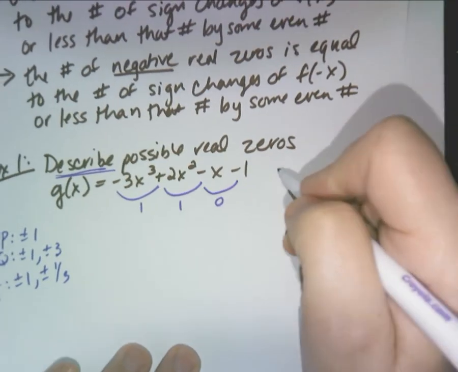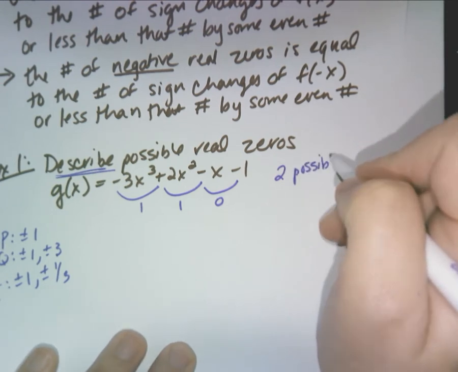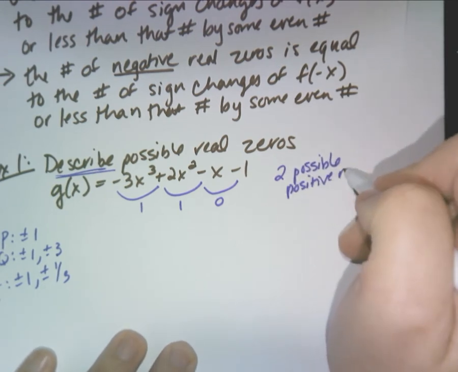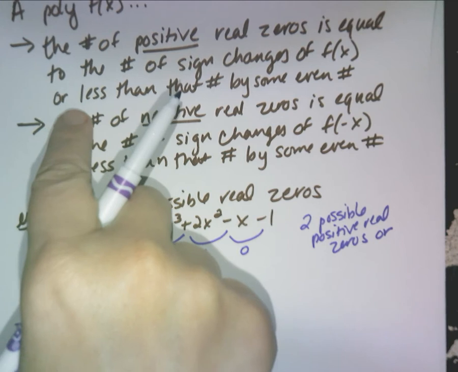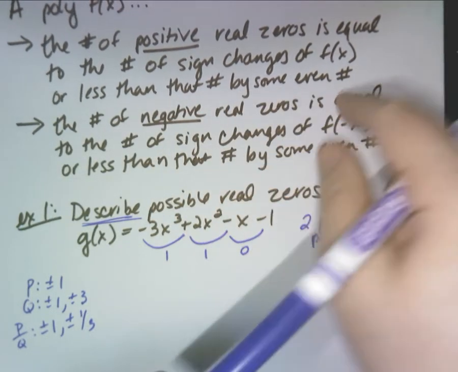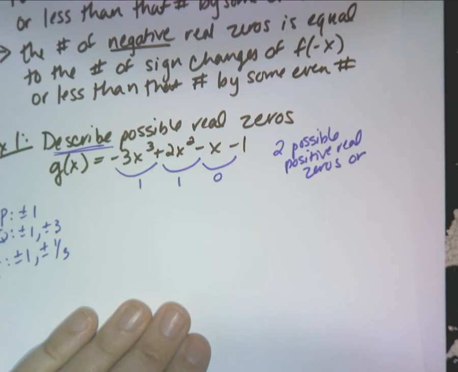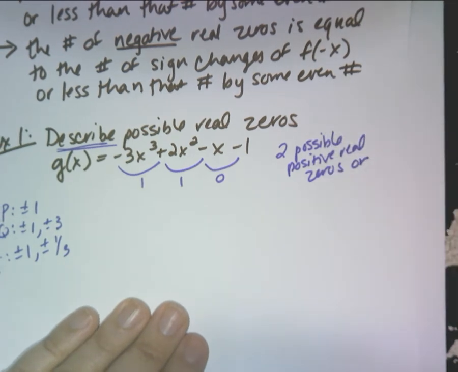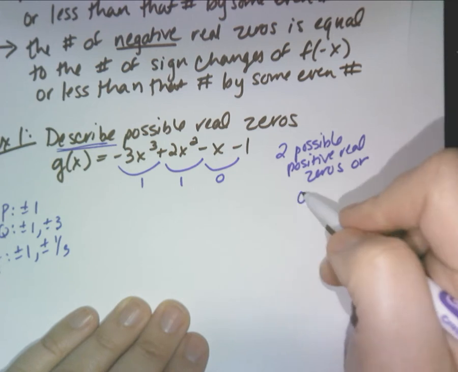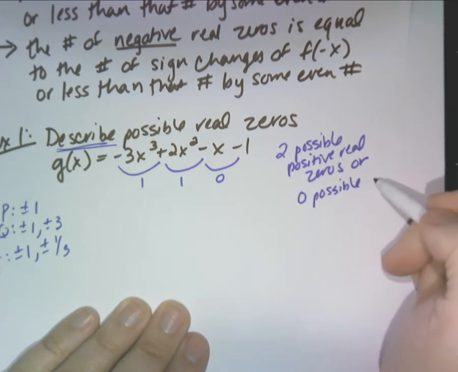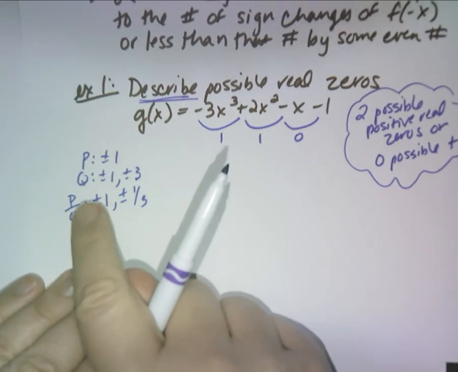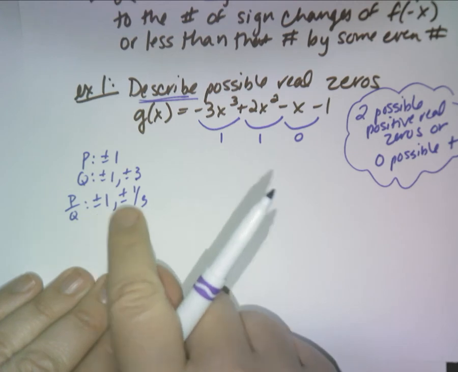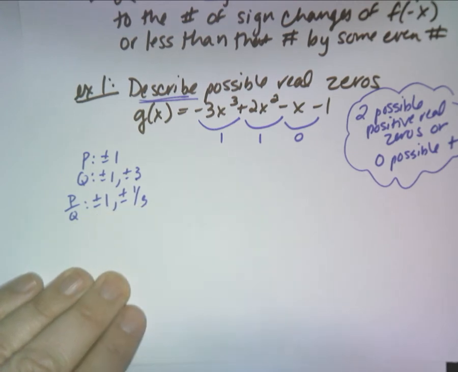So how many sign changes were there? There are 2 possible positive real zeros, or, read the rest of this, or less than that by some even number. What would be the next even number below 2? 0. Or 0. So there are 2 possible positives or 0. So either both of these are going to work, the positive 1 and the positive 1/3, or neither of them will work. That's what that's saying. Okay?